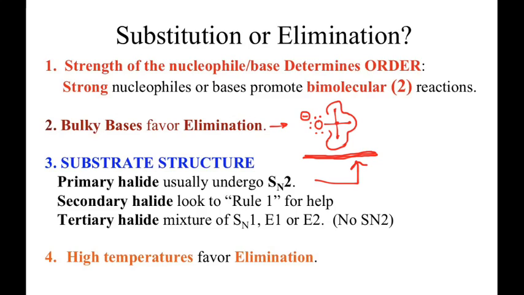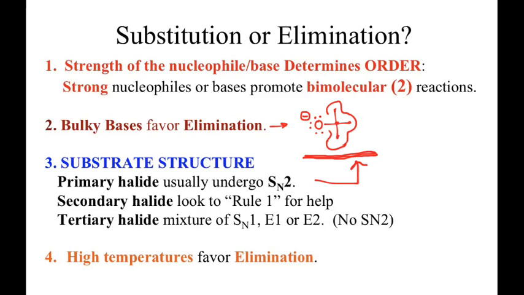If you get a tertiary halide or a tertiary substrate, you're going to end up with a mixture of three possible mechanisms. You get the SN1 and E1 or the E2. You absolutely will not get the SN2. Why not? The SN2 was all about steric hindrance. That was its primary, if not only, concern. The tertiary halide is so sterically blocked that you cannot get the SN2 reaction to occur.